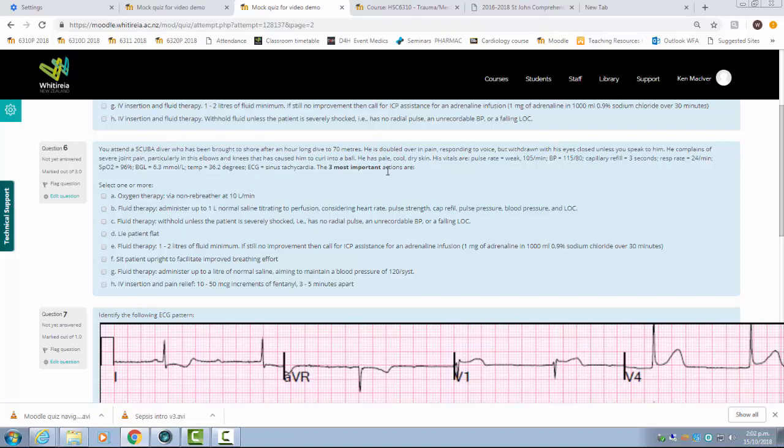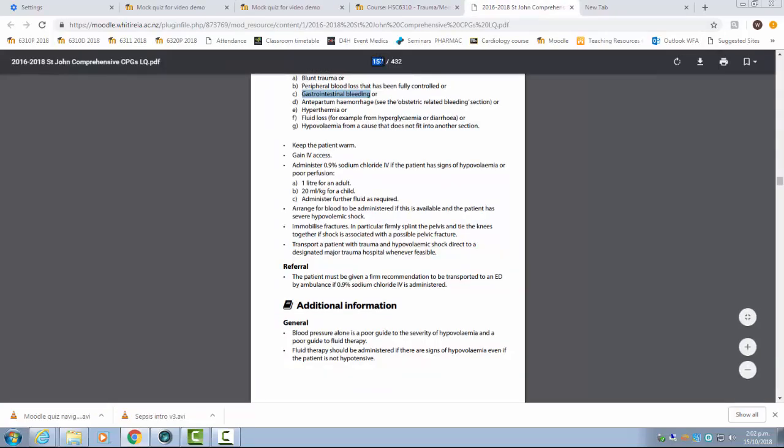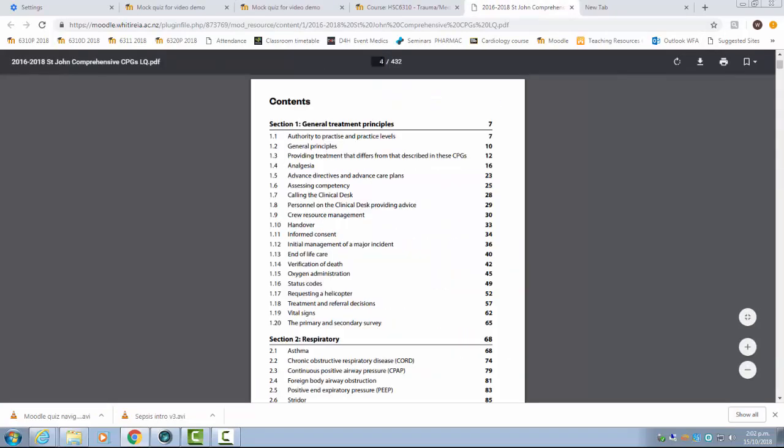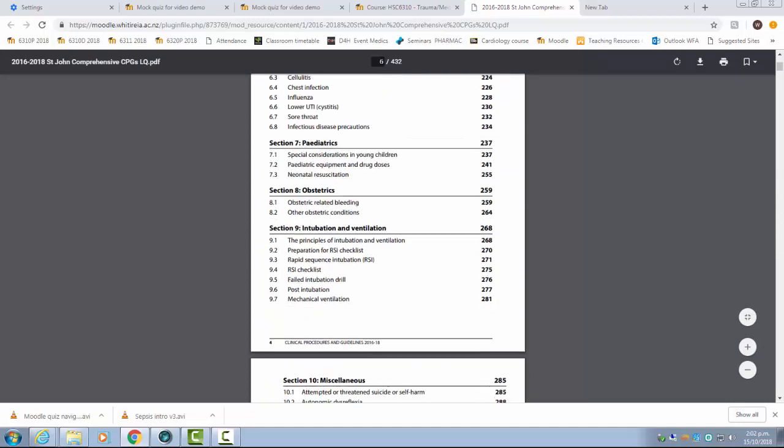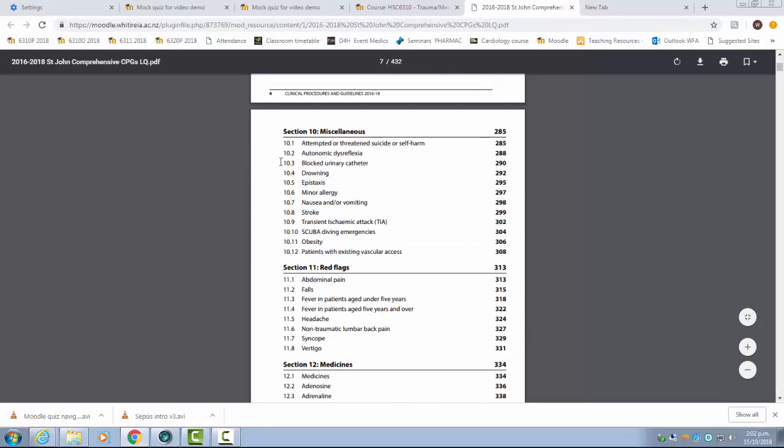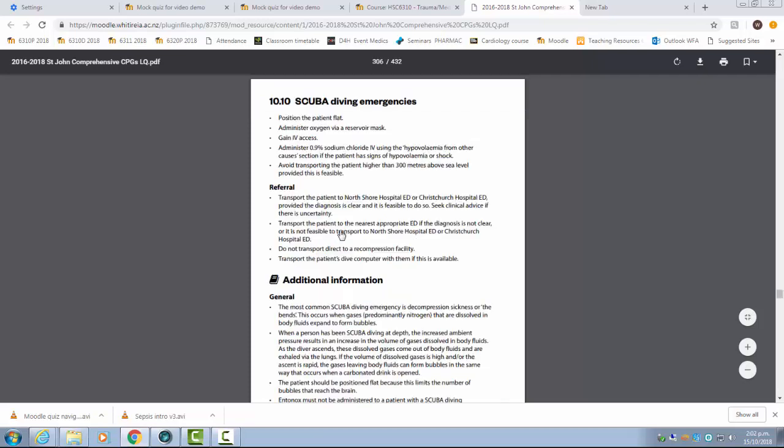So the 3 most important actions are, well, once again, I'm reasonably confident on this one, but I'm just going to flick back to the guidelines, go back to the menu, and this is where you have to know your guidelines really well. So here we go, under miscellaneous, there's scuba diving emergencies, and it says the first 3 things: position patient flat, administer oxygen at high flow via reservoir mask, gain IV access and administer sodium chloride using the hypovolemia from other causes section. Okay, well I know which one that is.